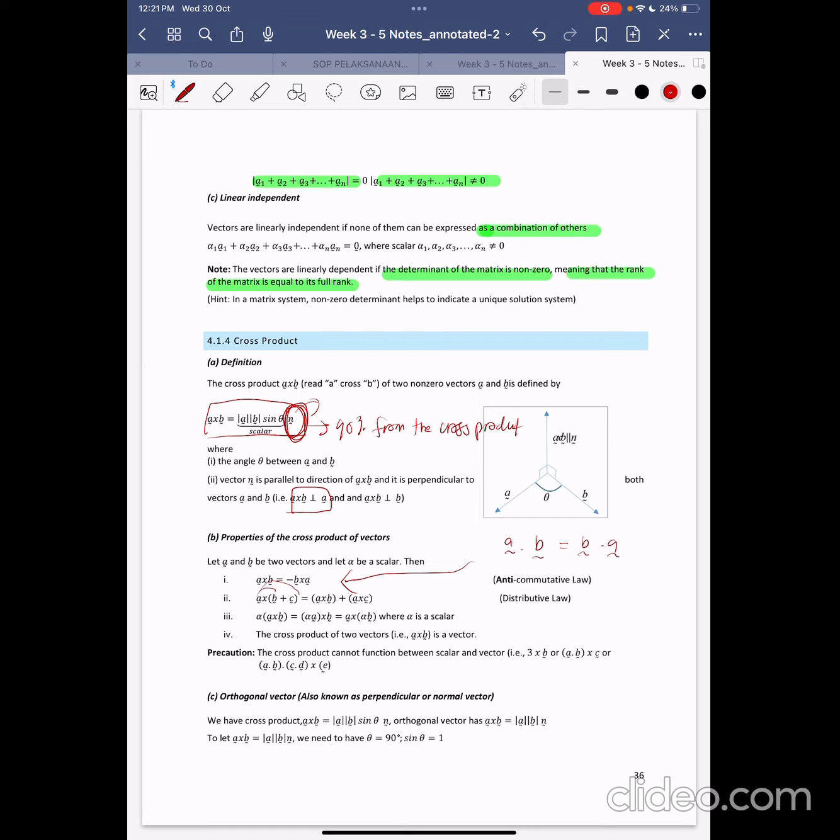The cross product cannot function between a scalar and a vector, like A dot B cross C, or A dot B dot C cross D equals E. So it cannot function between scalar and vector.